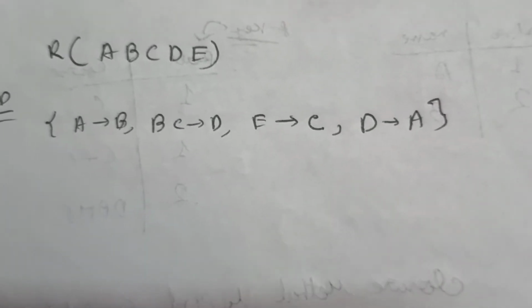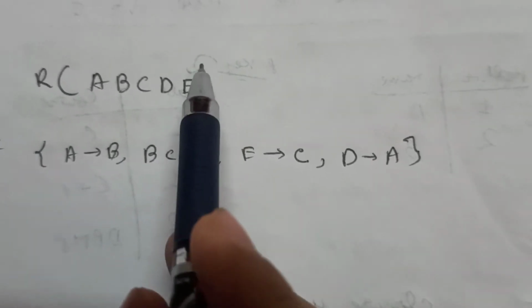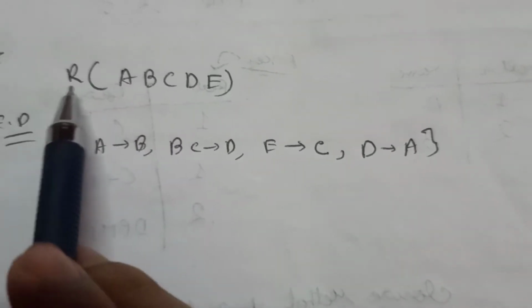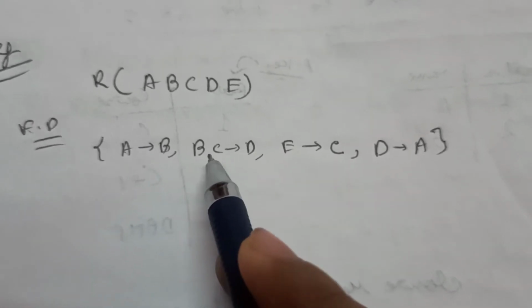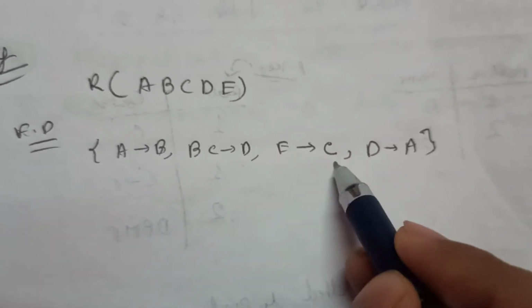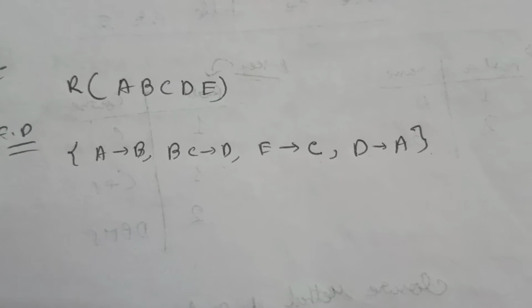We have a new relation here with 5 attributes A, B, C, D, E. And what are the functional dependencies of this relation? The functional dependencies are written here. A determines B, BC determines D, E determines C, and D determines A. So what can be the candidate key of this particular relation?